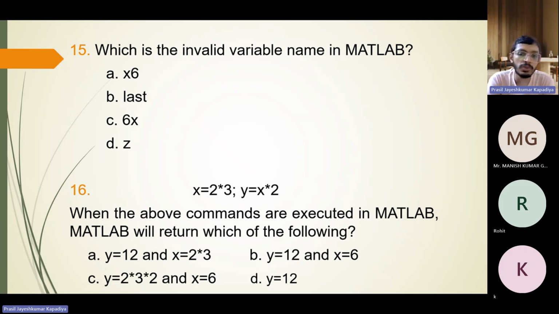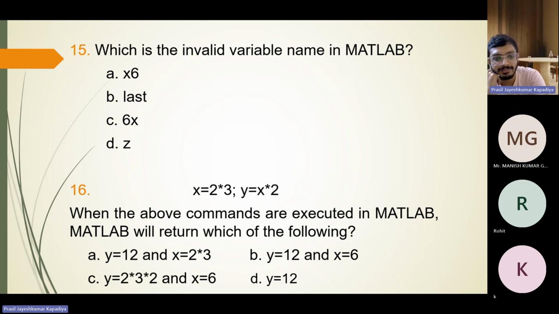You will tell me the answer. x is equal to 2 into 3, then there is one semicolon, and y is equal to x into 2. When the above commands are executed in MATLAB, what is the answer that we should get? We don't need to run it. We can do it. 6 and 12. What is the answer that will be printed on the command window? A option. No, B option. Not even B.